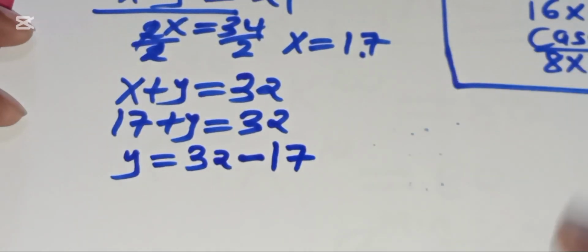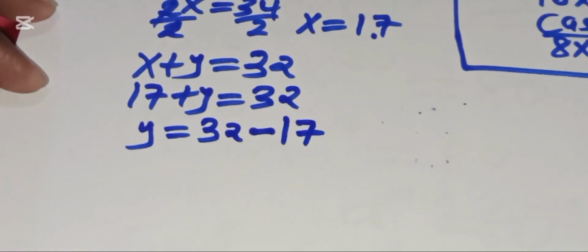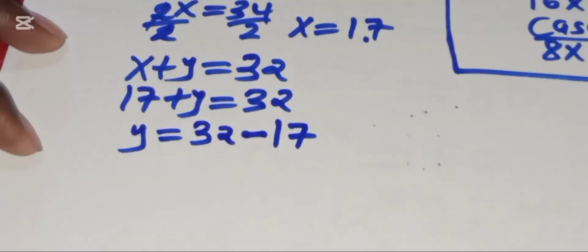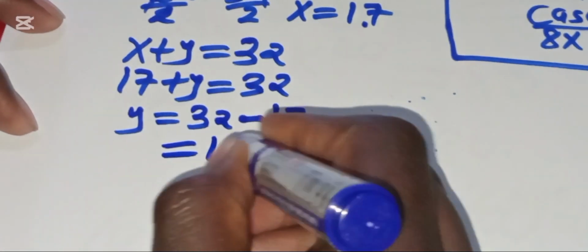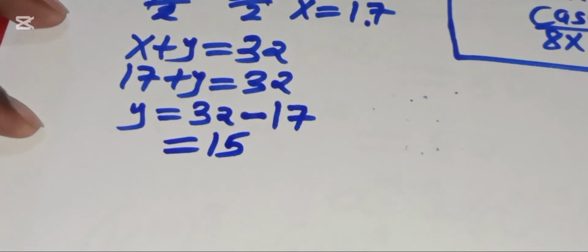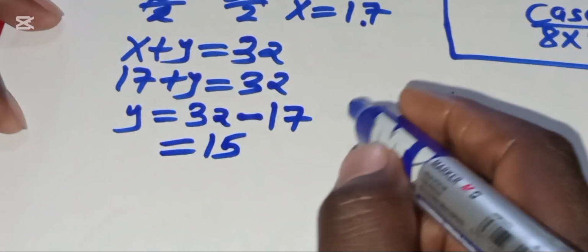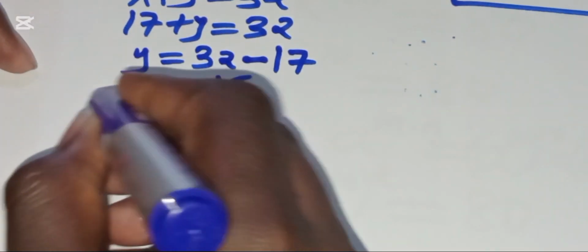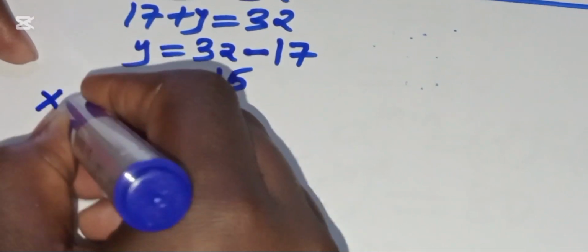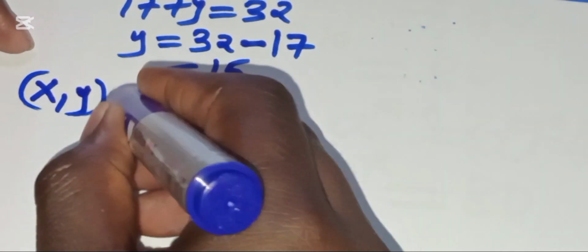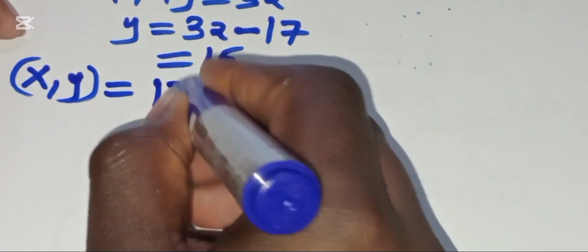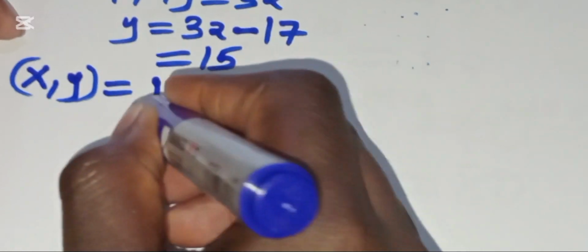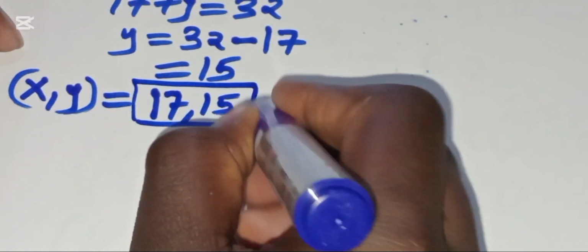Minus 17. So 2 minus 17, which is equal to 15. So the value of y is equal to 15. That means we have the first set of solution, which is x comma y, equal to 17 and 15. So this is the first set of solution.